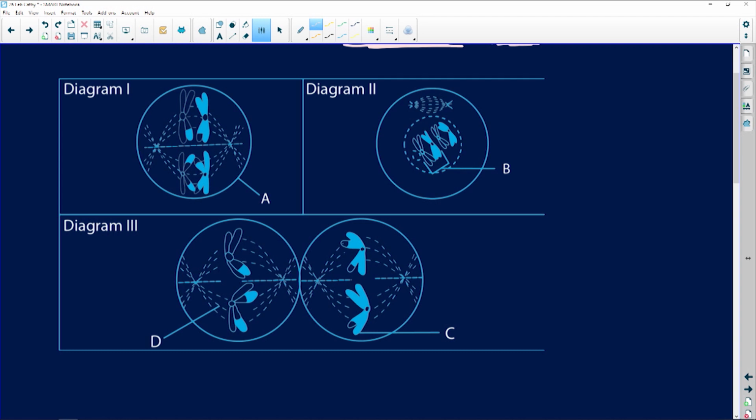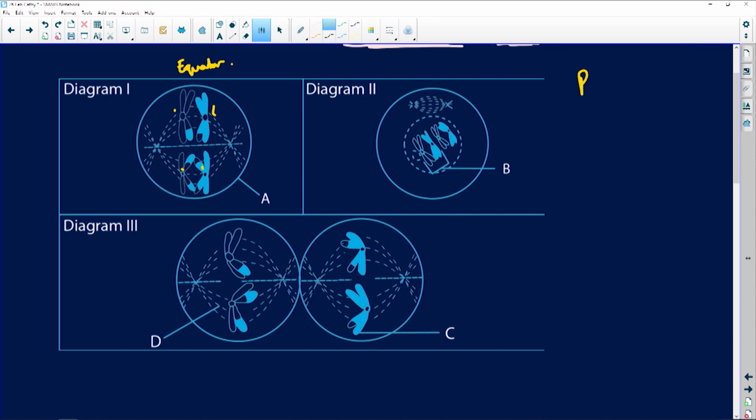So we look, I'm going to use a different color here. We have diagram 1, diagram 2, and diagram 3. Now people, what do we see here? We've got a double row of chromosomes. Can you see them? Double row of chromosomes lining up at the equator.